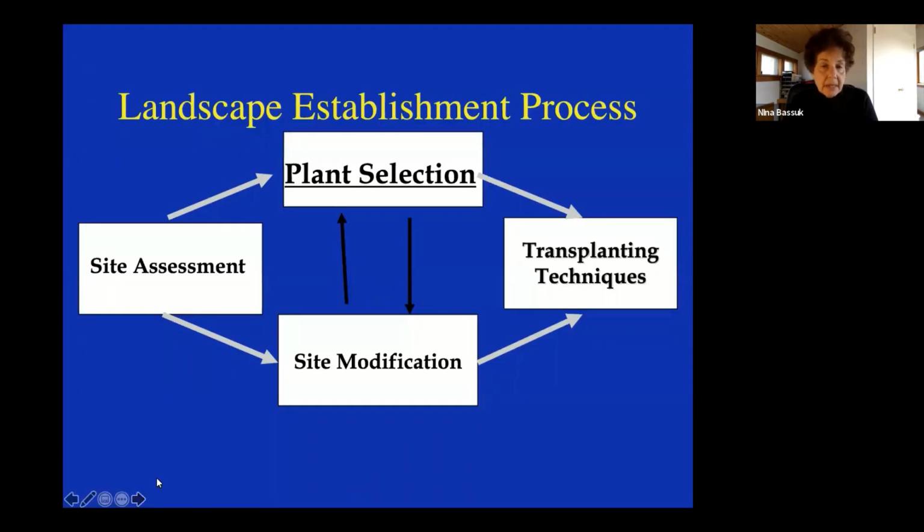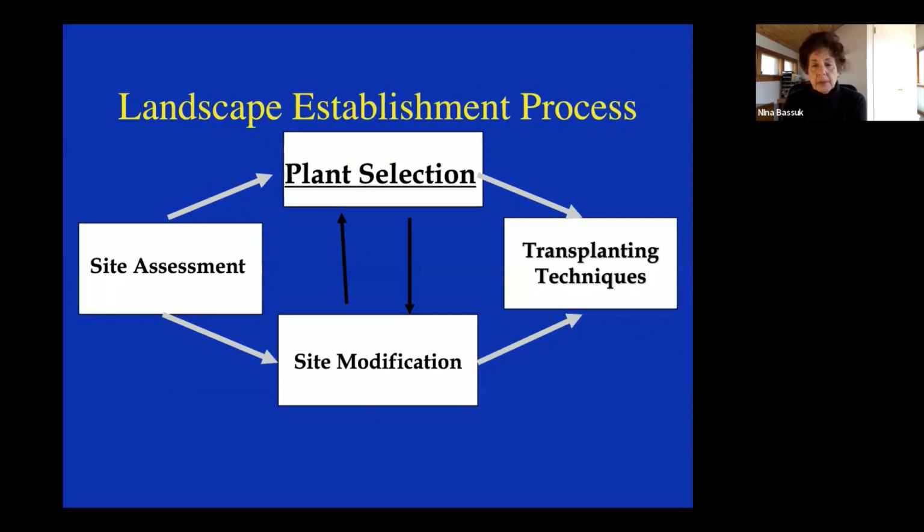There's a process to plant selection or plant establishment, and it starts with knowing what your site is like, what your soil is like, what your aspect, sun, shade, wetness. The site assessment is key to making the best plant selection. Then, of course, you can make a good plant selection for that.